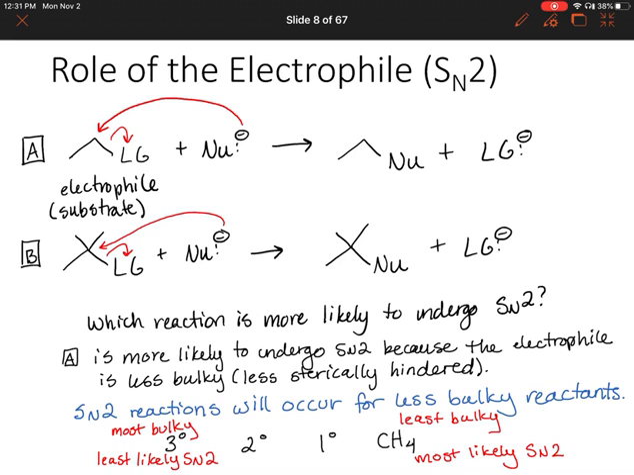Okay, so now that we've talked about the role of the electrophile in both SN1 and SN2 reactions, in the next video, we're going to talk about stereochemistry for both SN1 and SN2 reactions. So I will see you then.